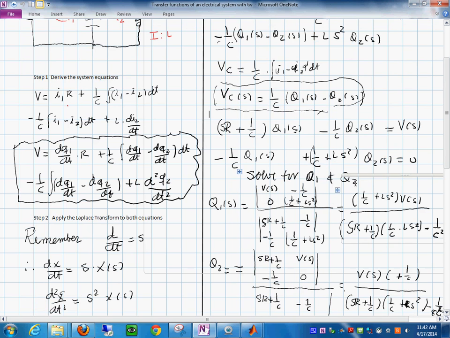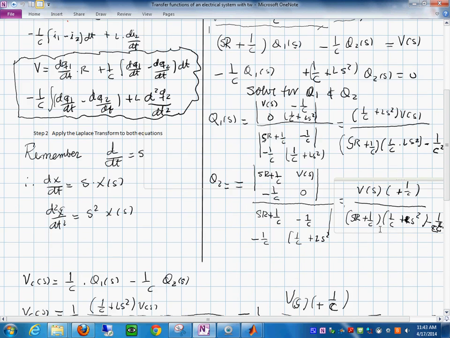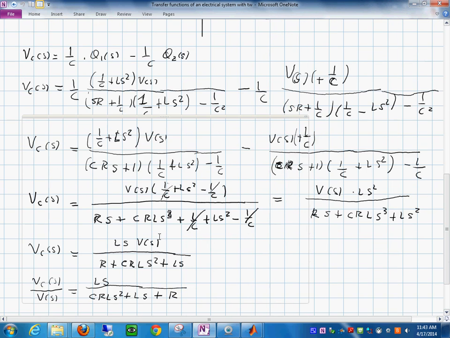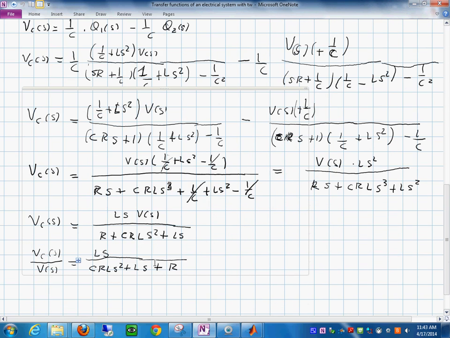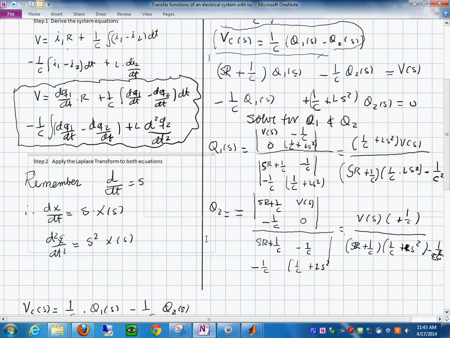We solve for Q1 and Q2 by solving these determinants and doing all this stuff. And once we find Q1 and Q sub 2, we could do all the substitutions and do all this wrestling here to obtain the transfer function. Well, I submit to you that that is sort of long and a bit difficult.